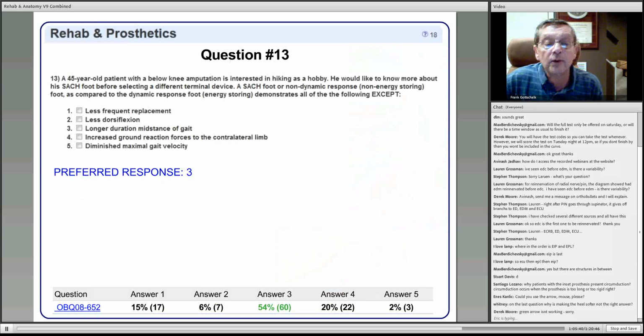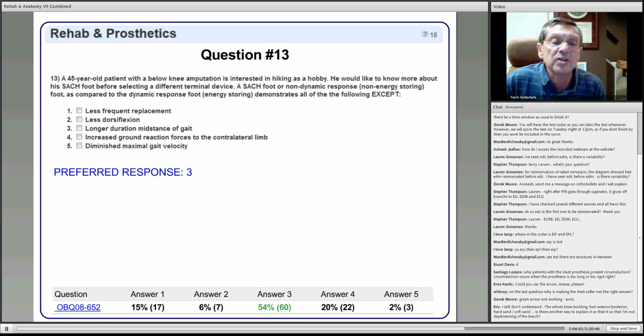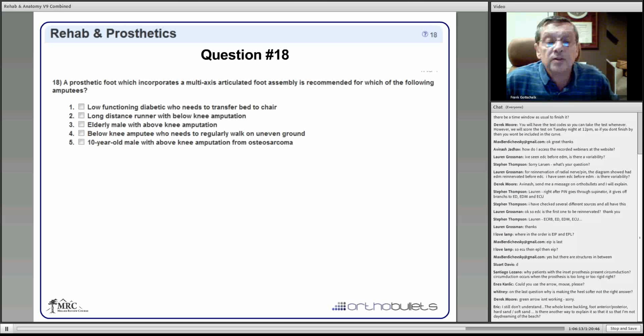So if we look at the correct answer, number 3, the longer duration mid-stance of gait, because remember, this is not correct. All the other 4 are the correct answers. So only about half of you got that answer correct, and then it was split between 1 and 2 in terms of less frequent replacement, which is sort of correct, but with the carbon fiber feet, that's not. They are fairly durable. And number 4, increased ground reaction force does not apply to the SACH foot in this situation.